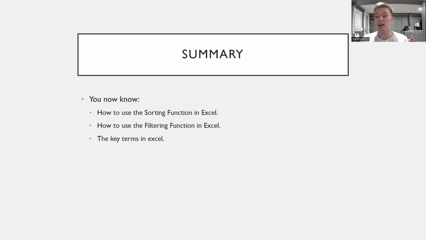All right, welcome back, everybody. Great job. You guys did awesome using the sorting and filtering function today. So the summary of what we learned in class today, three pretty simple things. You now know how to use the sorting function in Excel, how to use the filtering function in Excel, and the key terms of Excel. This is going to be really important for the next few weeks while we go through data, go through lists, and learn some new functions in Excel on that home tab.